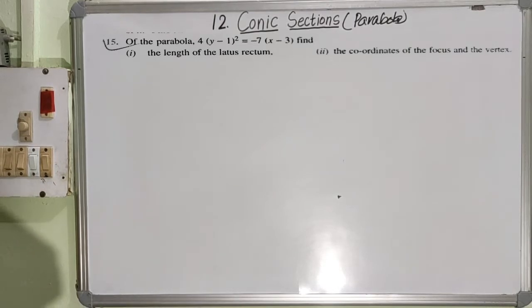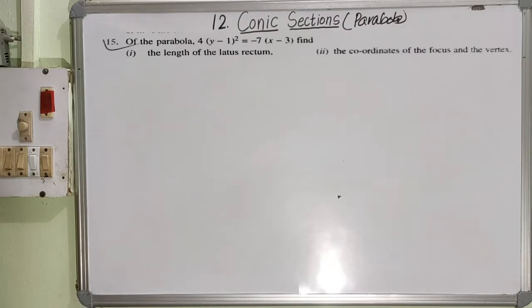We have the equation of a parabola in the vertex form, as you see in the question. The equation is 4 times (y minus 1) whole square is equal to minus 7 times (x minus 3). This is the equation of the parabola in vertex form. Now, if it is in the vertex form, how are we going to calculate the facts given in the question, like the length of the lateral rectum and the coordinates of the focus and the vertex? That's what we are going to see in this question.